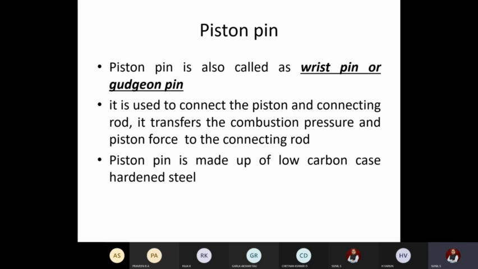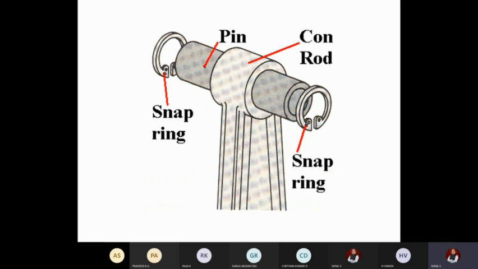The piston will be pushed by the hot gases in the downward direction. This energy should be transferred to the connecting rod. The connecting rod in turn gives it to the crankshaft. That is the concept. So this piston pin is a connecting pin which connects the piston and the connecting rod. Usually this is made up of low carbon case hardened steel. At the end of this chapter, you have to make a chart: each part of the engine, and what material it is made up of. So this is the structure.